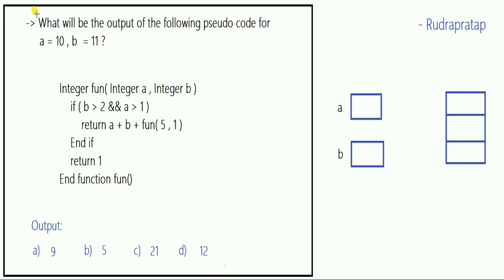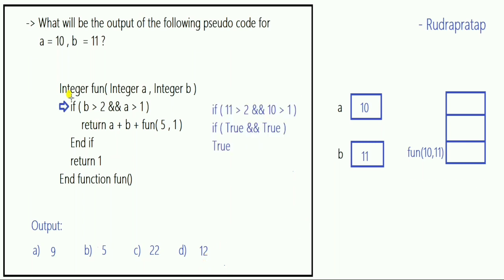So this question is dependent on function and recursion. Let's see what will be the output of the following pseudocode for a equal to 10 and b equal to 11. And after that we have a function, integer function fun, and there are two arguments, integer a and integer b. The initial values of a and b are 10 and 11, and after that we have a stack representation of the function, and the arguments are 10 and 11.